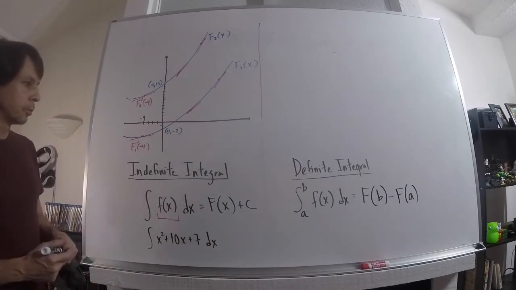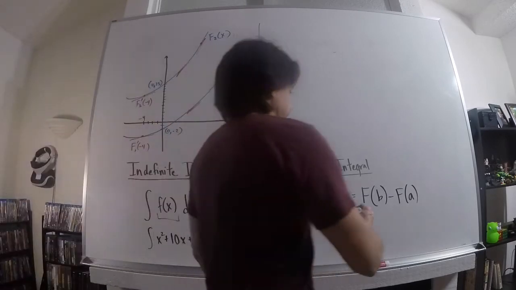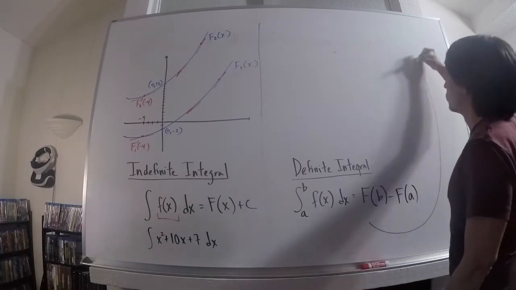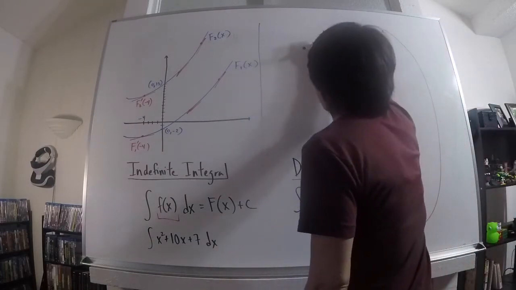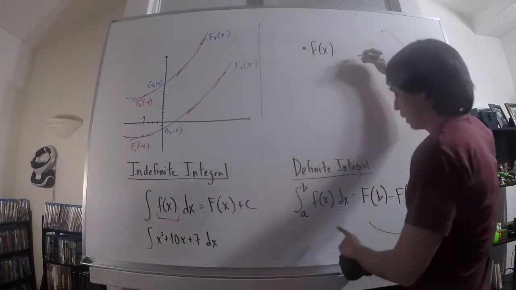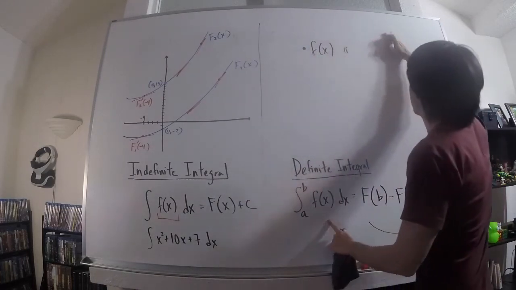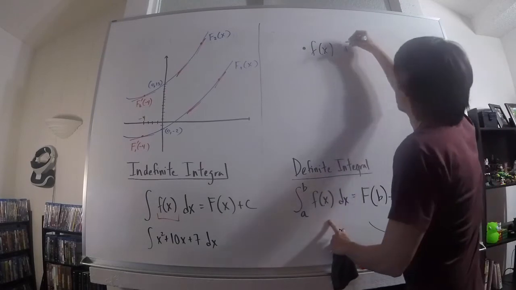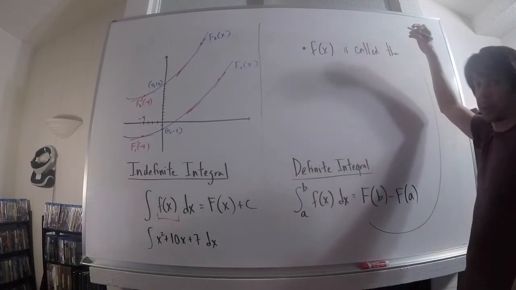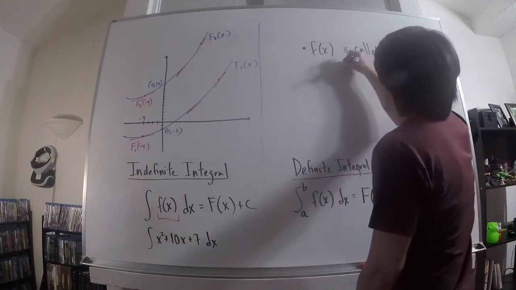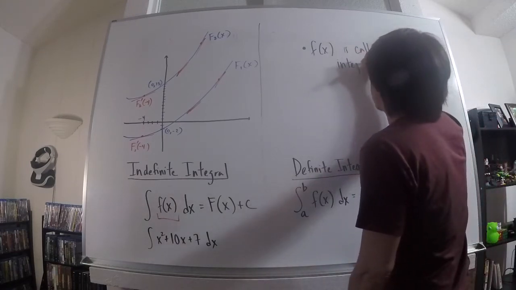Some terms. I'm going to go up here and do them. Some bullet points. Just some terminology associated with the lowercase f of x, the main ones that I expect you to hear in the future. f of x is called the integrand.